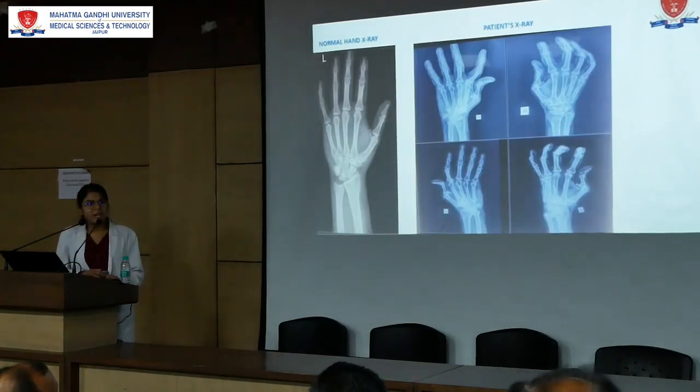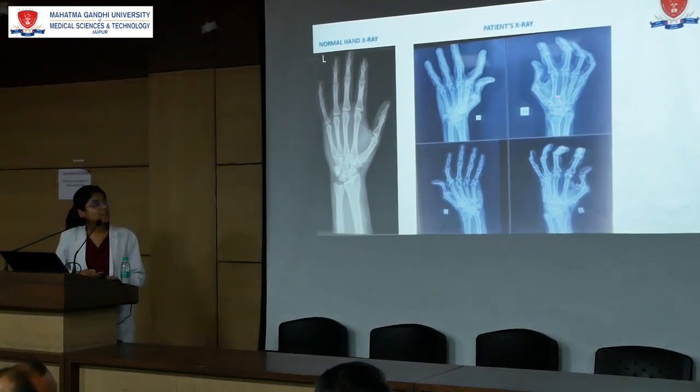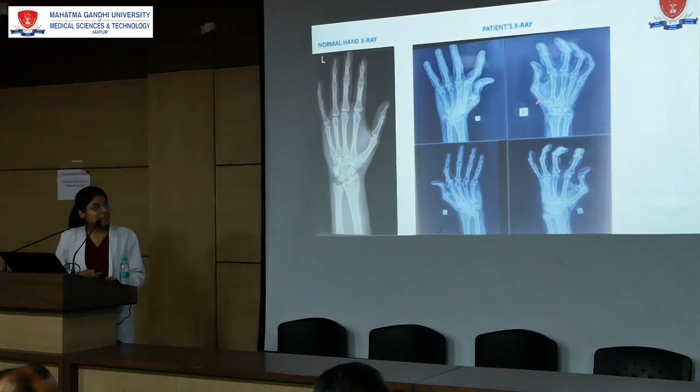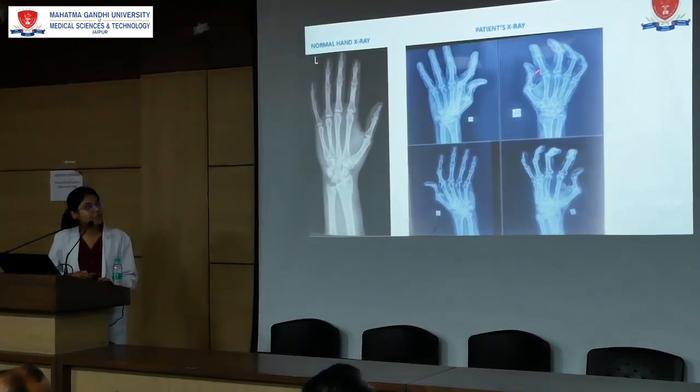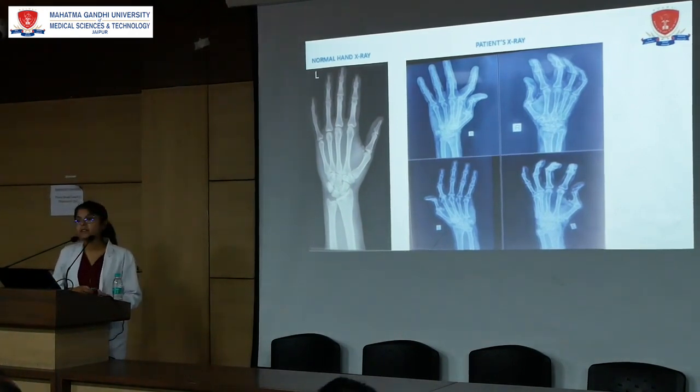In the X-ray of bilateral hands, we can see that there is erosion of the proximal interphalangeal joints and the metacarpophalangeal joints. There is erosion of the carpal bones and ankylosis between the distal ends of the radius and ulna. There is marked deformity in all the digits with flexion of the distal interphalangeal joints and extension of the proximal interphalangeal joints, suggestive of swan neck deformity. And there is flexion at the metacarpophalangeal joint and the proximal interphalangeal joint is extended, suggestive of Boutonniere deformity. This is also known as the hitchhiker's thumb deformity.